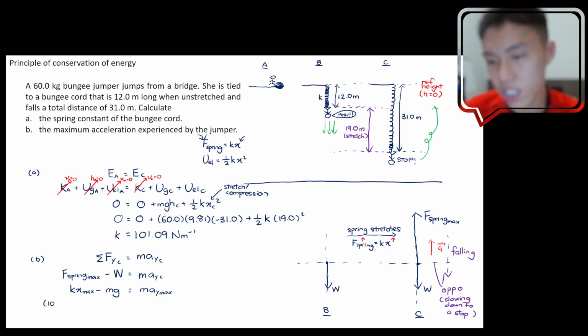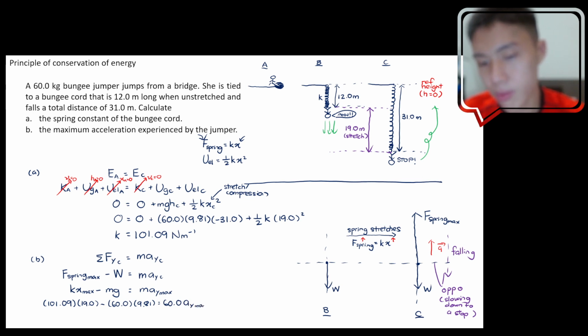K does not change throughout the journey. It's still the same spring. You're not changing the spring. Your x maximum over here, you already know that it's 19 meter. You already stretched for an amount of 90 meter. Minus your mass, which is 60 kg, times g, 9.81, times 60 kg. And now you're left with your ay maximum.